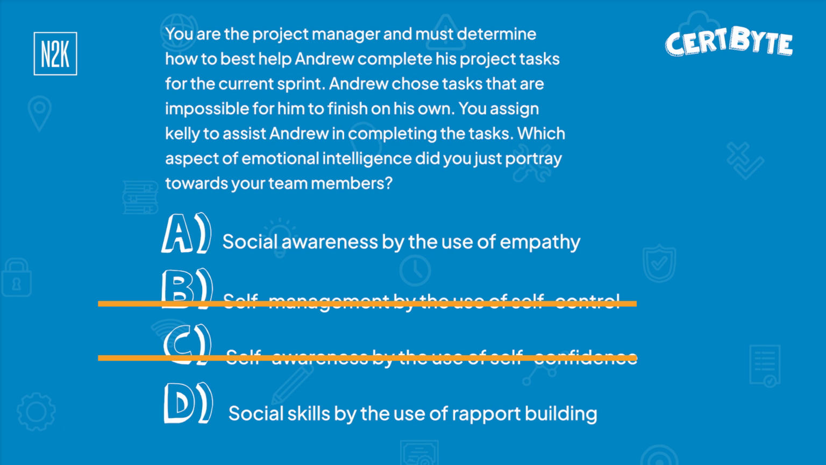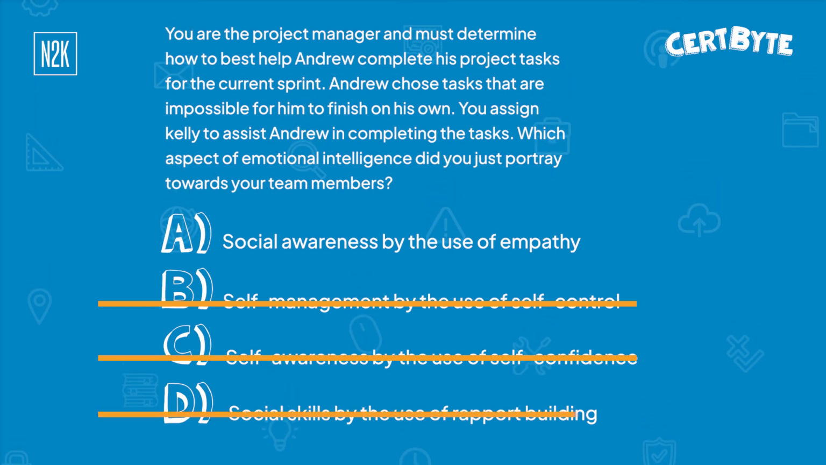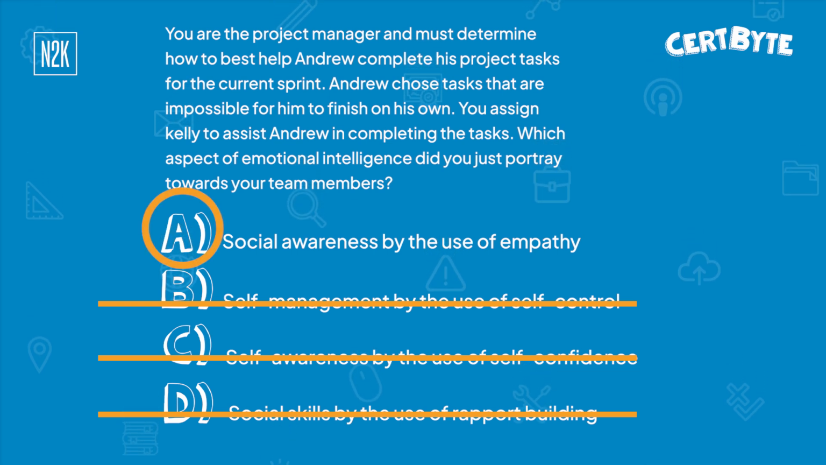Which leaves me the last one, which is a little tricky. It seems kind of plausible to me. Social skills by the use of rapport building. But what I notice about the question is that there's no direct interaction between me and any of the team members, which means there really wouldn't be a chance for rapport building. So I think my instincts were correct. I'm going to go with social awareness by the use of empathy.